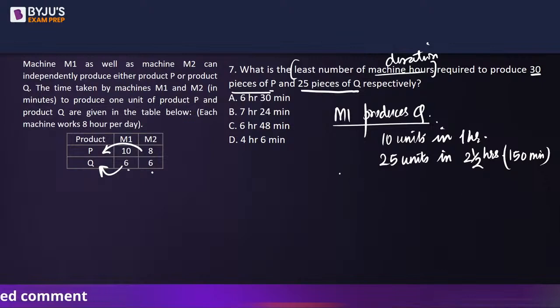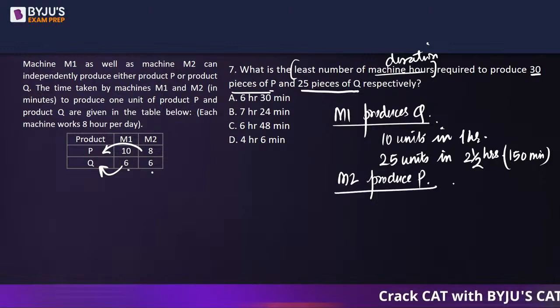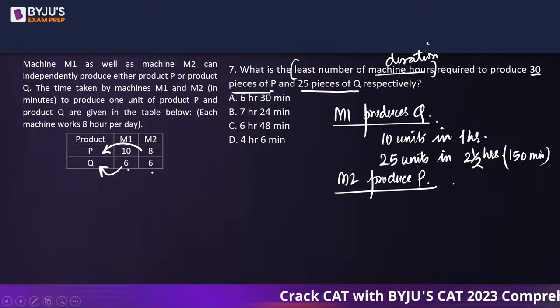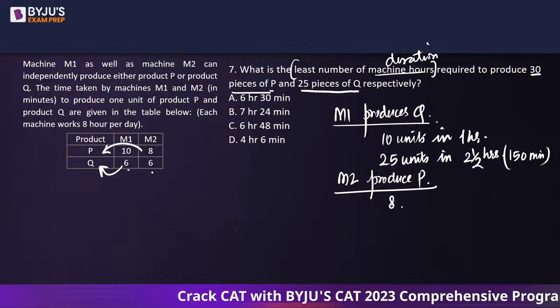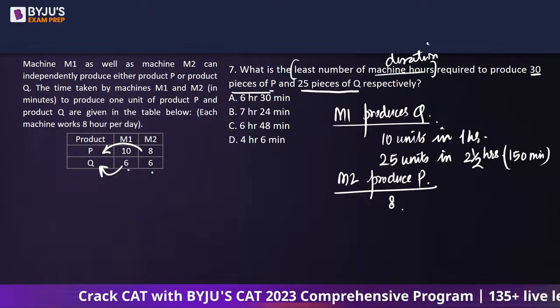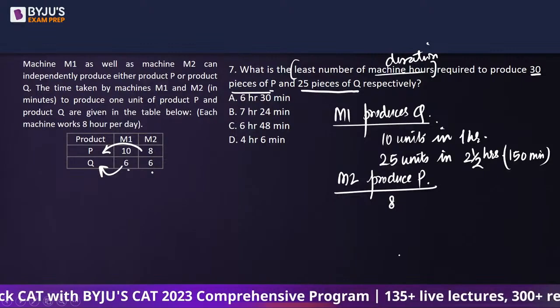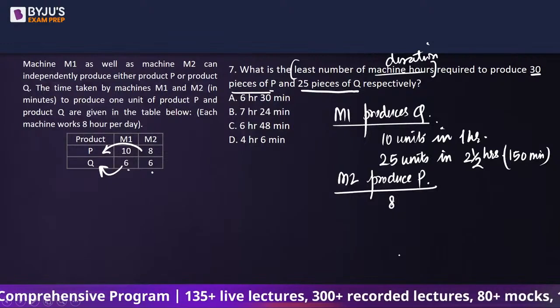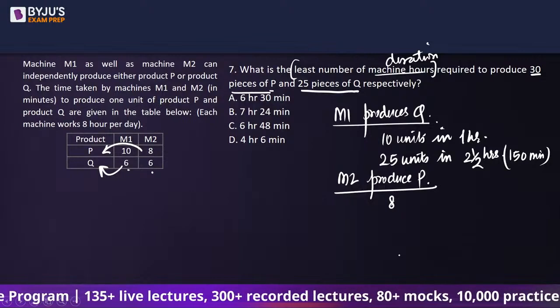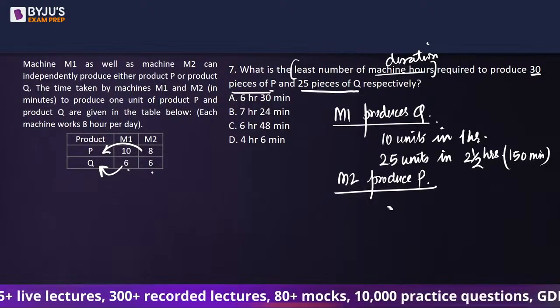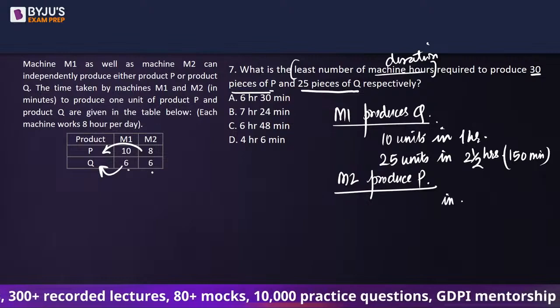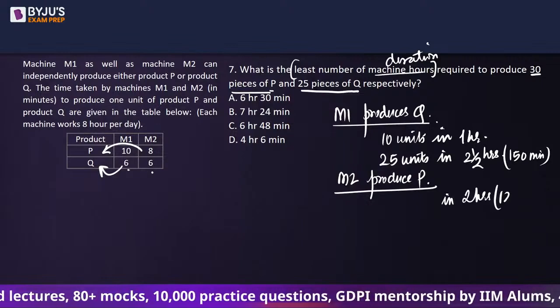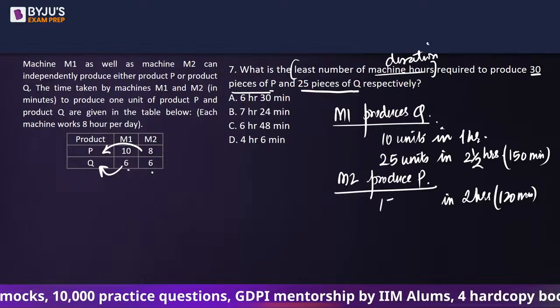Now, in the meantime, M2 will start producing P. We will not leave M2 idle for these 2.5 hours. It should produce P. Now, P takes 8 minutes for 1 unit. So we should rather take 120 minutes. So in 120 minutes, that is 2 hours, it will be producing only 15 units.